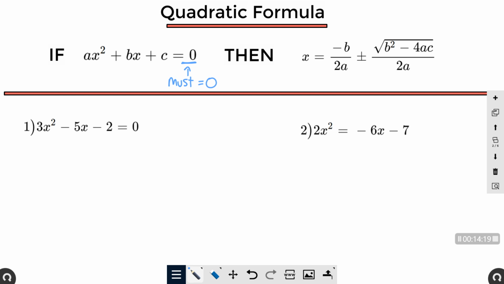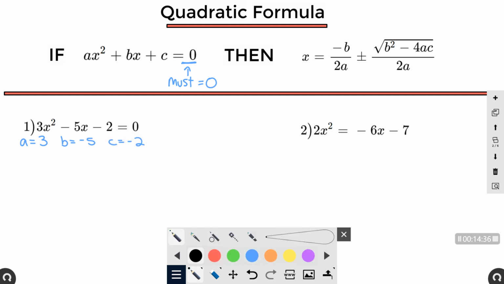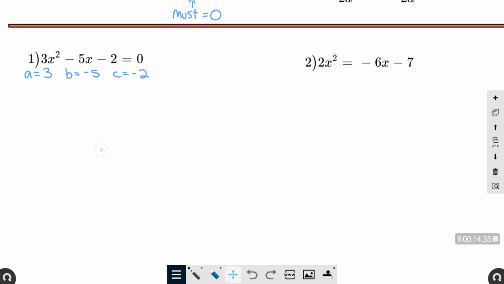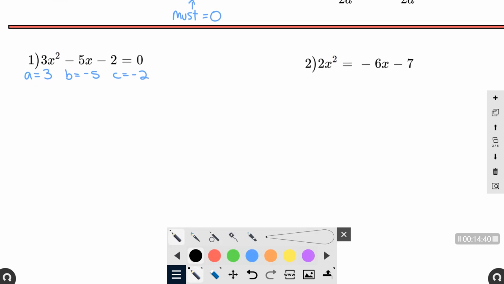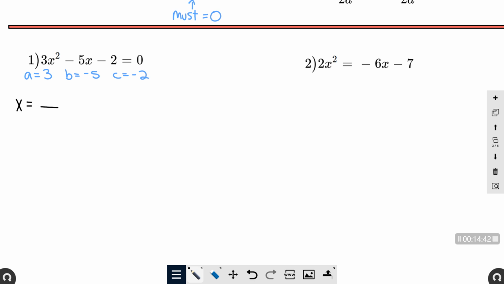So let's do these two problems here. So number 1, it's already equal to 0. So we can pick out our a, b, and c. So a would be, b is, and c is. Very good. So let's put this into our quadratic formula. Don't forget to put x equals, and then you do opposite of b.